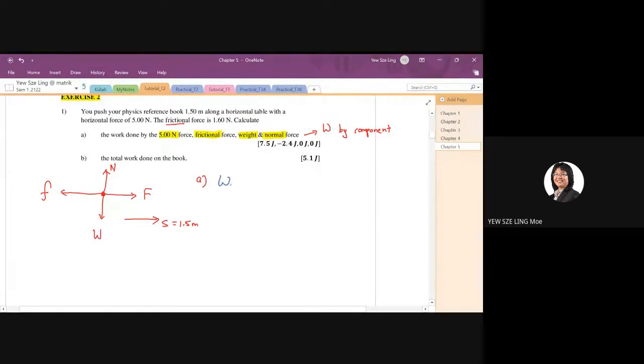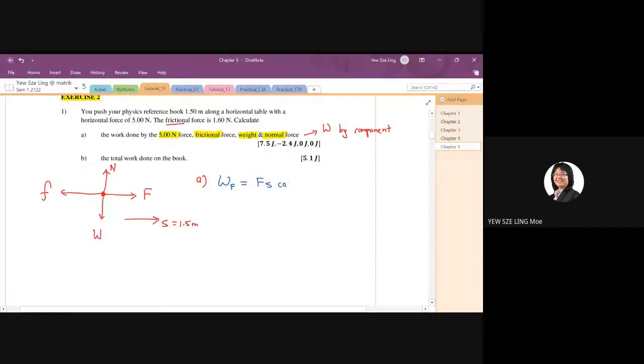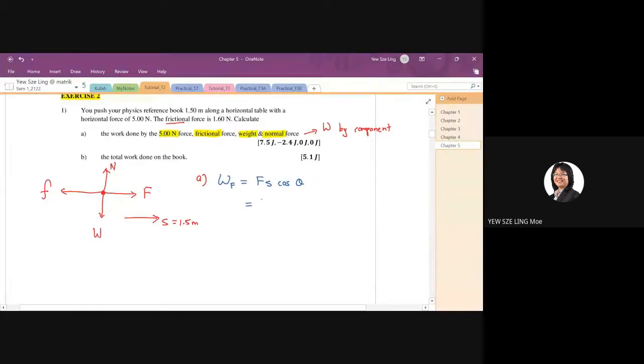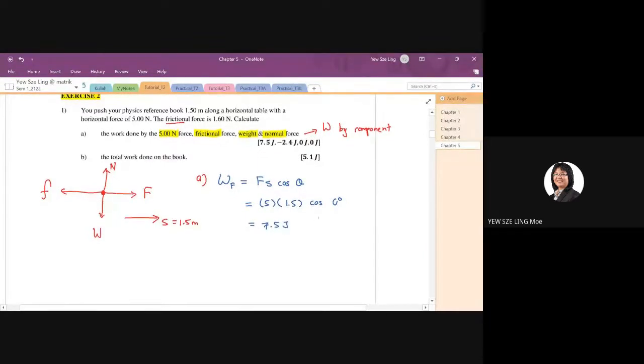So W by external force is equals to, okay, let's start from equations. Fs cos theta. My F is now the external force, which is 5. And then my S is 1.5. Both of them, they are pointing towards the same direction. Therefore, cos 0 degree, which then gives me 7.5 joule. Okay, so this is the first work done by external force.